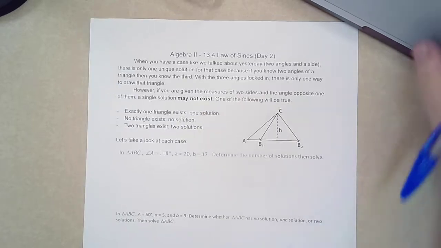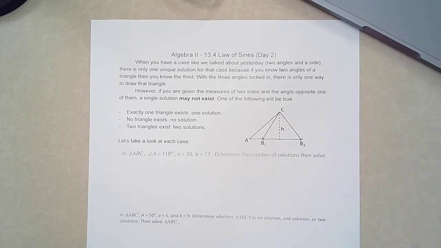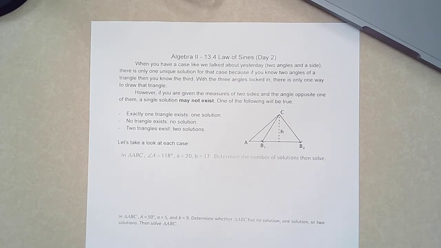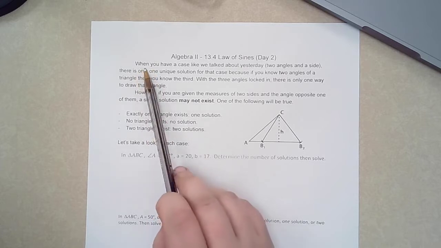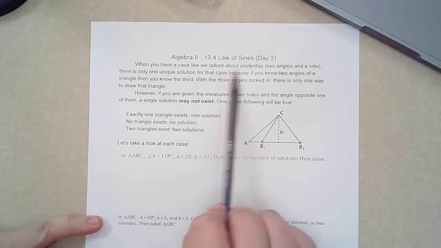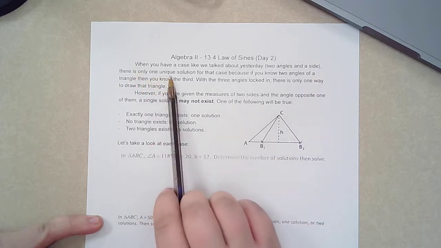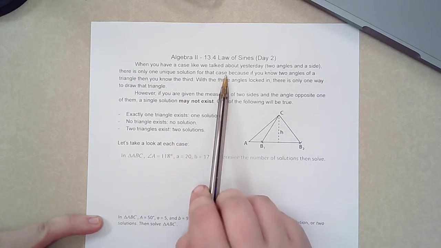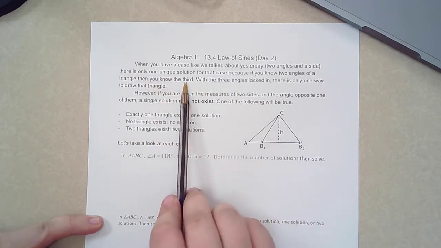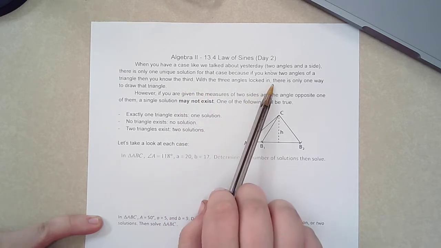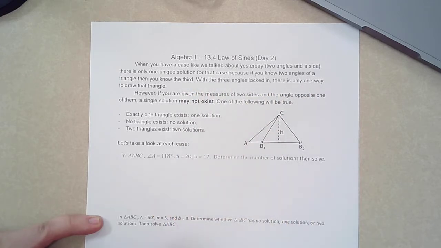Now, this is a really tricky day for a couple of reasons. The first one is because triangles don't work like they should. So let's talk a little bit about that. When you have a case like we talked about yesterday with the triangles, we have two angles and a side. There's only one unique solution for that case, because if you know two angles, then you know the third. With the three angles locked in, there's only one way to draw that triangle.